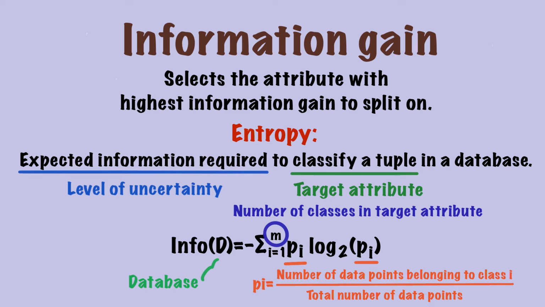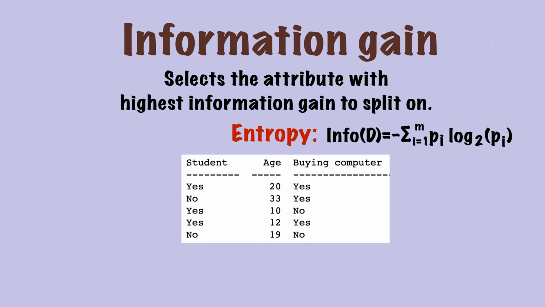Don't worry if you are still confused. Let's look at an example. Say we have this database with 5 data points. Each data point has 3 attributes: if the person is a student, the age of that person, and if the person buys a computer. Our target attribute is buying a computer. That is, we want to predict whether a person will buy a computer given the student identity and the age of that person. To calculate the entropy of database, we only need to look at the target attribute, buying computer.